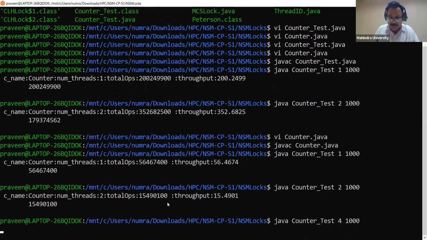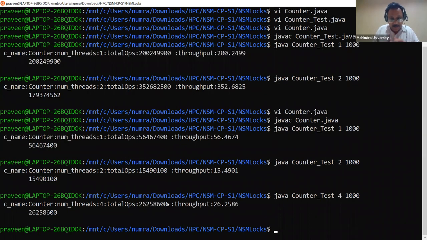When we use four threads, then also we'll get the correct output, right? Here, total number of operations is this one. Here, when we look at it, the head dot count is the same. Total number of operations and head dot count, both are the same.